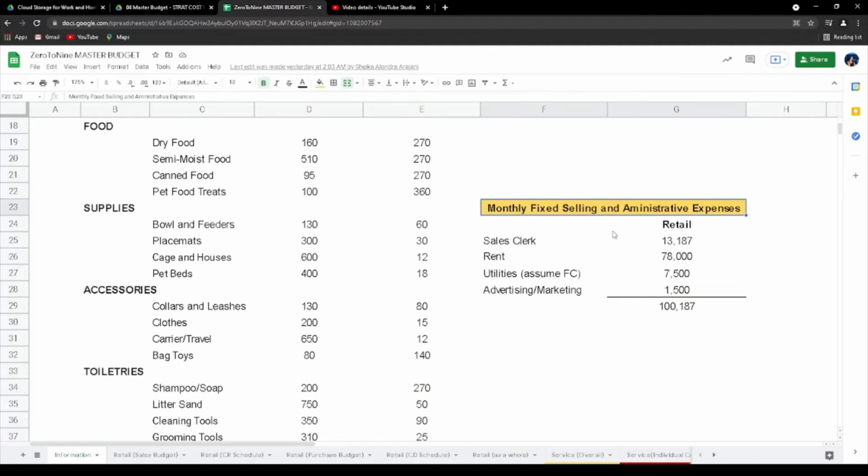For the monthly fixed selling and administrative expenses for retail, we have here the sales clerk, rent, utilities, assuming it is all fixed cost, and advertising or marketing. For sales clerk, we have here 13,187. For the rent, 78,000. For the utilities, we have here 7,500. And for the advertising and marketing, we have here 1,500, for a total of 100,187.